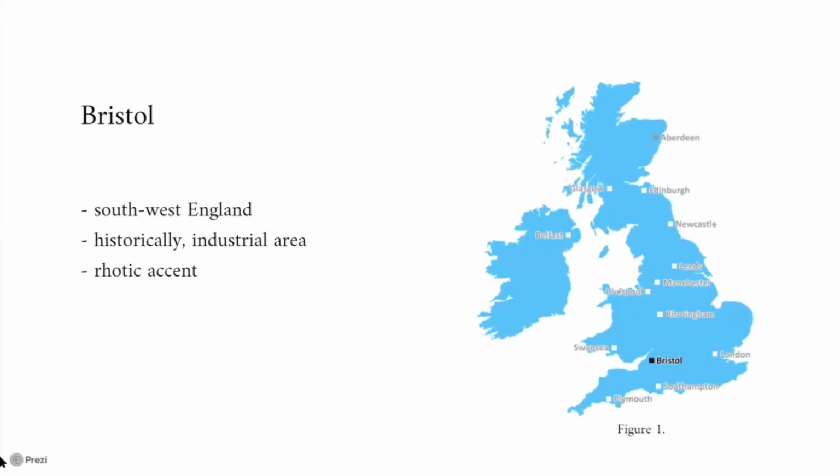Bristol is located in the southwest part of England, and the variety of English spoken there is called West Country English. Historically, Bristol was mainly an industrial area with prevalent working class. Bristol accent remained rhotic, unlike received pronunciation, which became non-rhotic in the beginning of the 19th century.